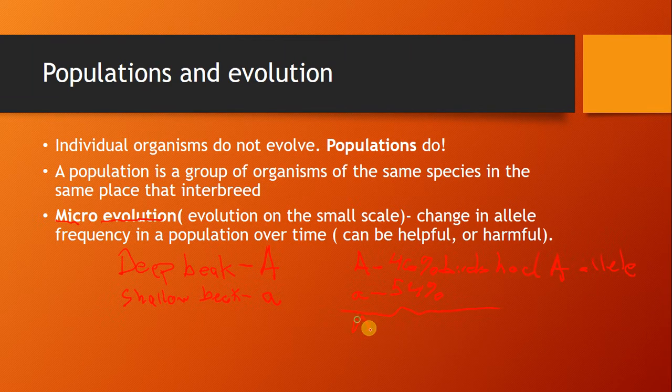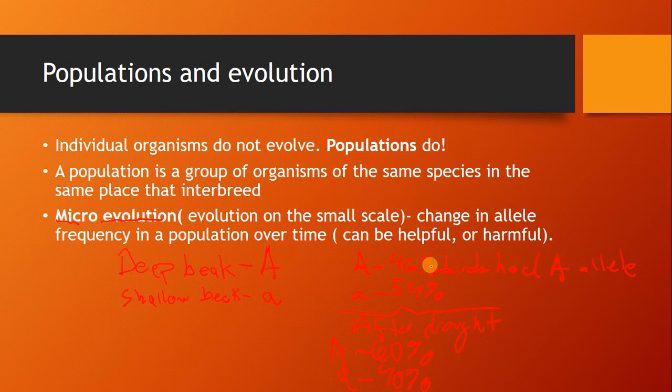After the drought, maybe the dominant A was up to 60%, and the recessive or shallow allele was 40%. In this situation, evolution has happened. Microevolution has happened. There's been a change in allele frequency.